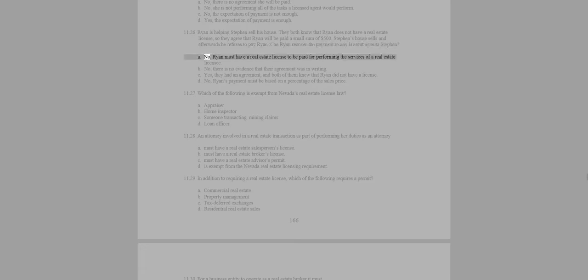A. No, Ryan must have a real estate license to be paid for performing the services of a real estate licensee. B. No, there is no evidence that their agreement was in writing. C. Yes, they had an agreement, and both of them knew that Ryan did not have a license. D. No, Ryan's payment must be based on a percentage of the sales price.